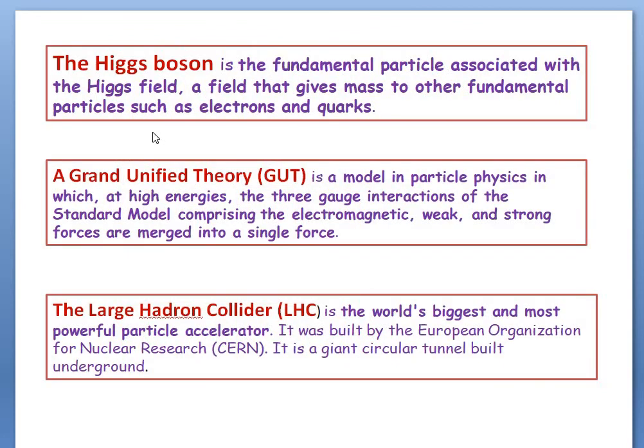The Higgs boson is a fundamental particle associated with the Higgs field. It is a field that gives mass to all the fundamental particles such as electrons and quarks. So the particles get mass when they interact with this Higgs field.